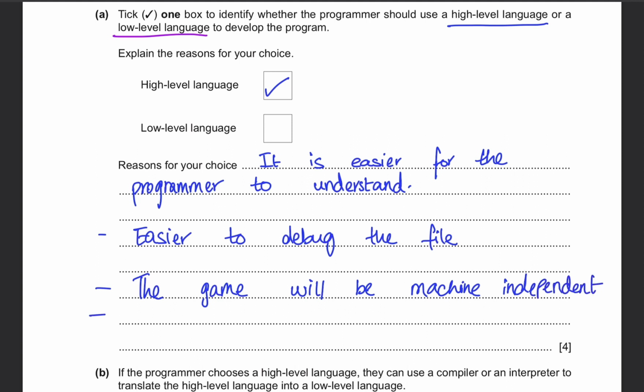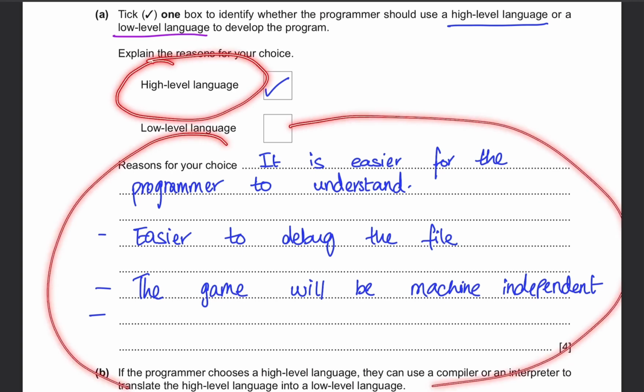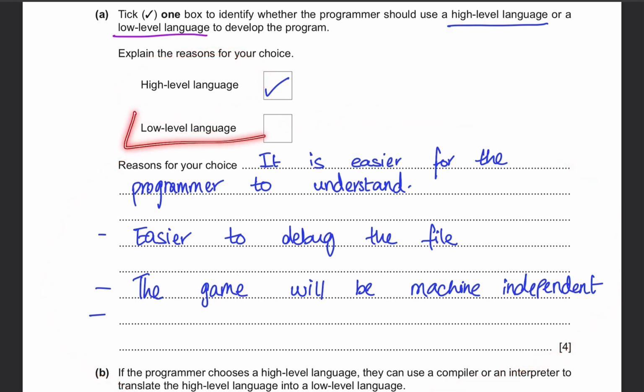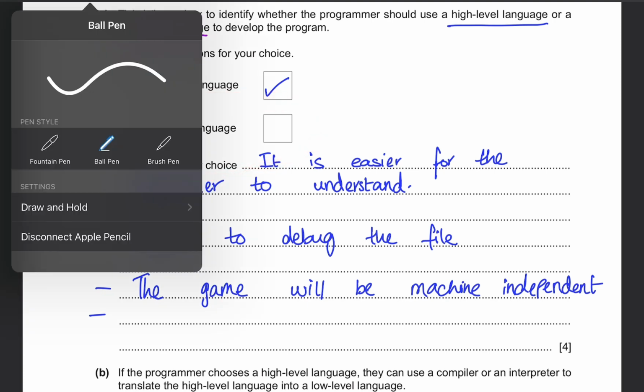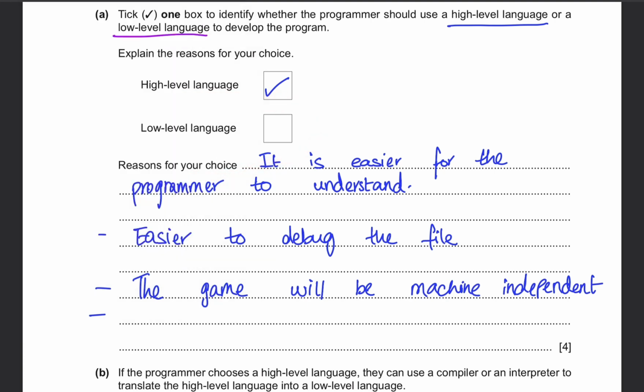Okay, since it's a 4-mark question, 4 points would be fine. If you're selecting high level language, you have to justify 4 points for it. If you're taking low level language, you tick the low level language box and you explain. So for low level language, I will just brainstorm the points here.